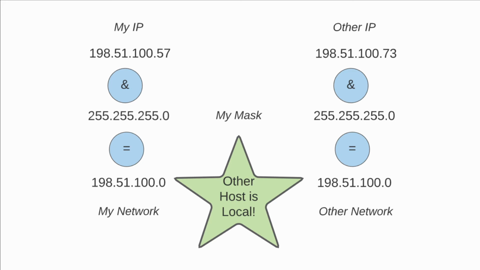We know the host is local, so we're going to forward this packet locally from our MAC address directly to the destination's MAC address. And how that process happens is it's called ARP, but I'll cover that in a different topic. But we know it's local.